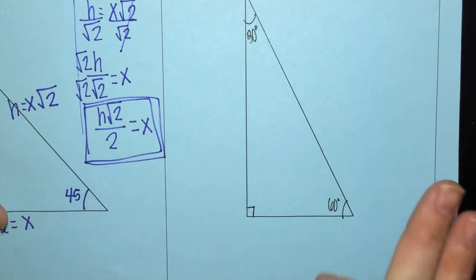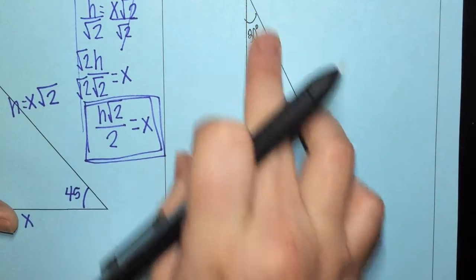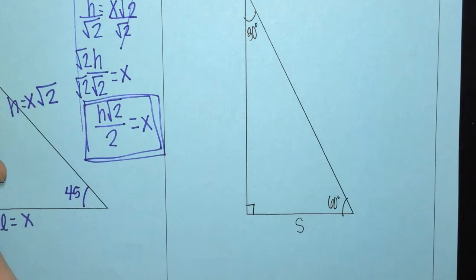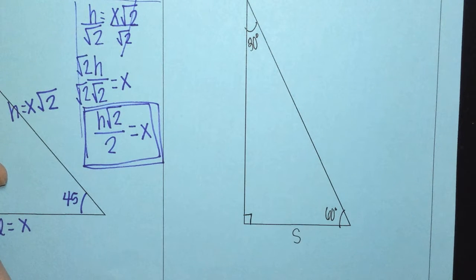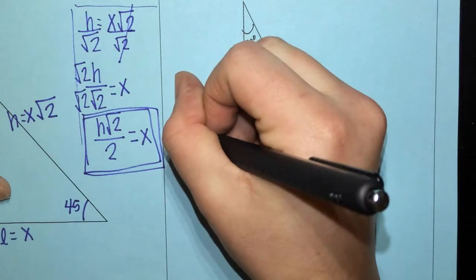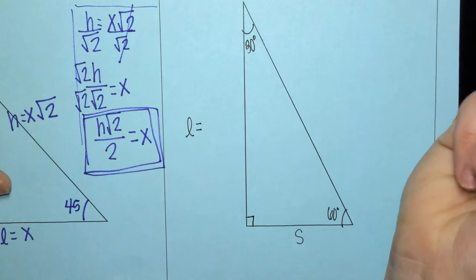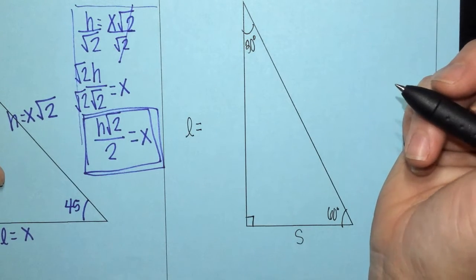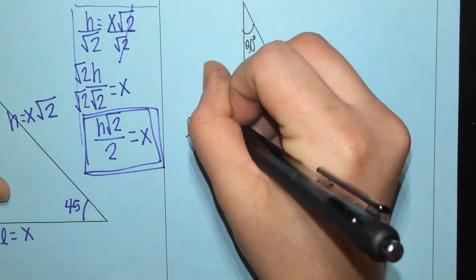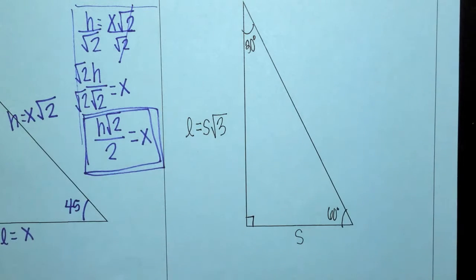The side you always want to get first is your shortest side, which we call S for shortest side. We base everything off S. Okay? We call the side across from 60 L. L is equal to the short side times the square root of 3.